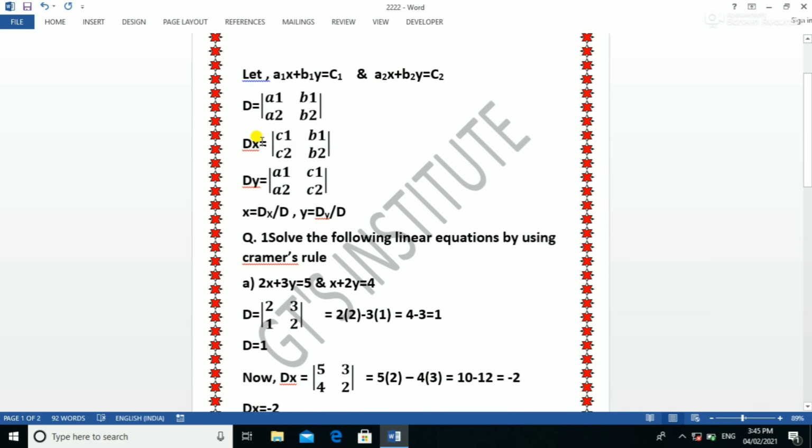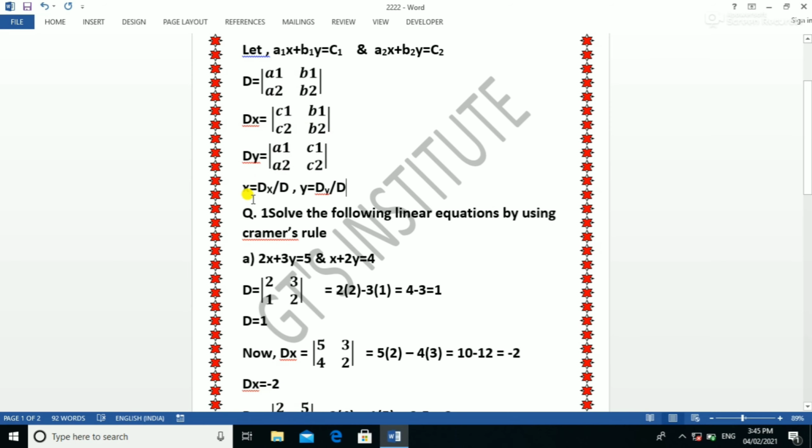Then in the next determinant, Dx, we have to substitute the coefficients of x by the constants, that is c1 and c2. Similarly in Dy we have to substitute the coefficients of y by the constants, here c1 and c2. Here we have replaced the coefficients of y by c1 and c2, the constants. Then finally we obtain some constant value for Dx and some other constant for Dy. Then we have to calculate the value of the variables, x and y.